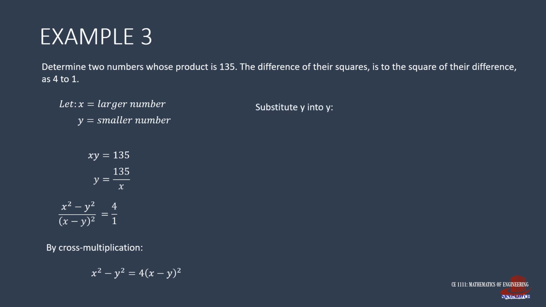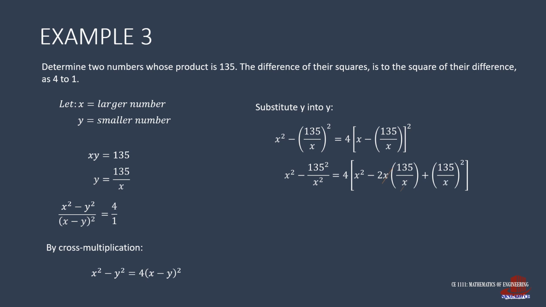Next is to create an equation with a single variable, and that is by placing 135 over x for all y's. So the equation becomes x squared minus the square of 135 over x as equal to 4 times the square of x minus 135 over x. Expand the square to get x squared minus the square of 135 over x squared as equal to 4 times x squared minus twice of x times the last term, 135 over x, then add the square of 135 over x.